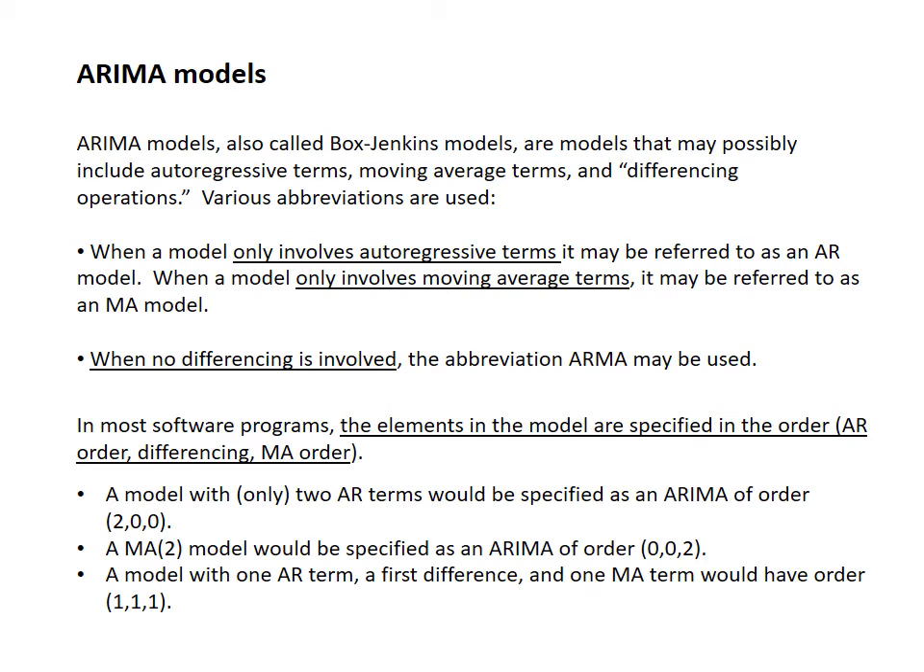And in most software programs, the elements in the model are specified in the order AR, then differencing, and then MA. So in other words, a model with only two AR terms, but no differencing and no moving average terms would be a 2-0-0 model. A moving average model with an order of 2 would be specified as a 0-0-2 model, and a model with one AR term, one first difference, and then a moving average term would have the order 1-1-1.